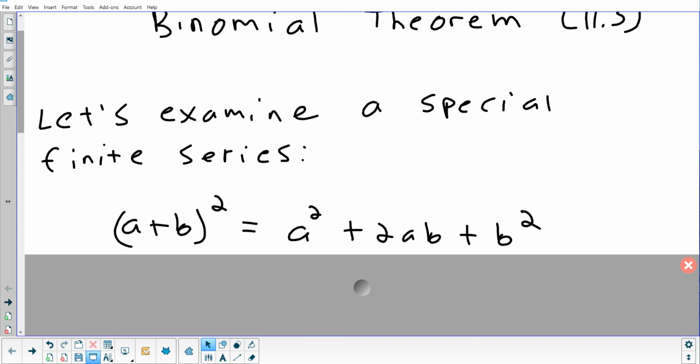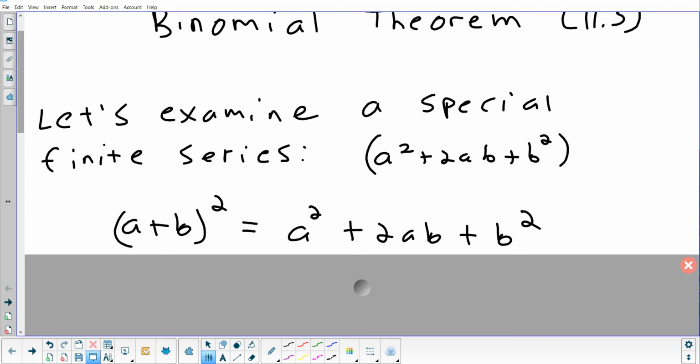If you take a plus b and you square it, remember that means a plus b times a plus b. So you have to FOIL it. And you get a squared plus 2ab plus b squared. Now, if you took that, a squared plus 2ab plus b squared, and then you multiplied that by a plus b again, what would that basically give you? I mean, you don't have to do it out.